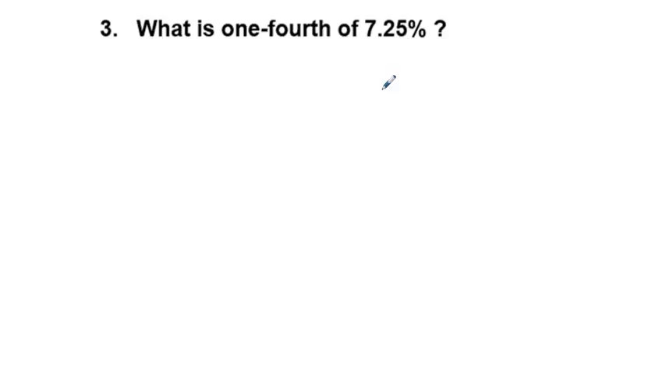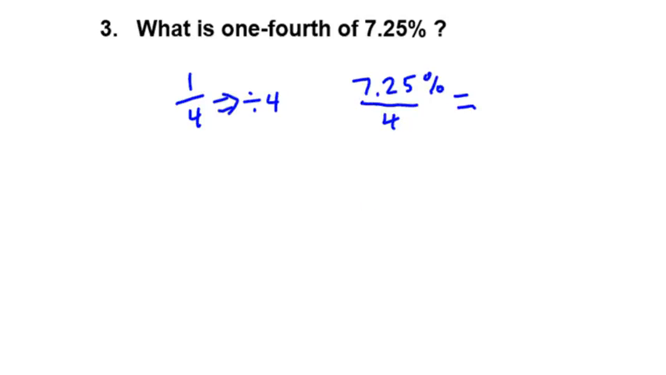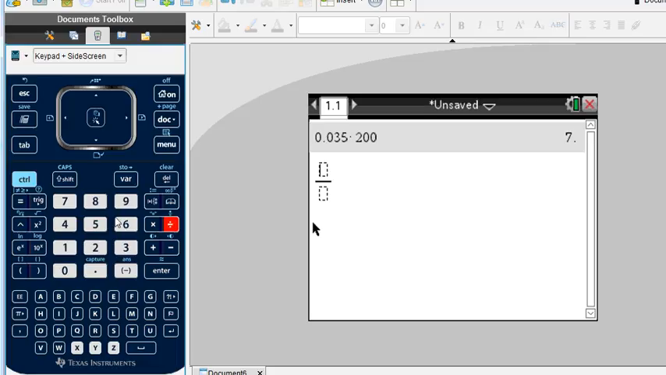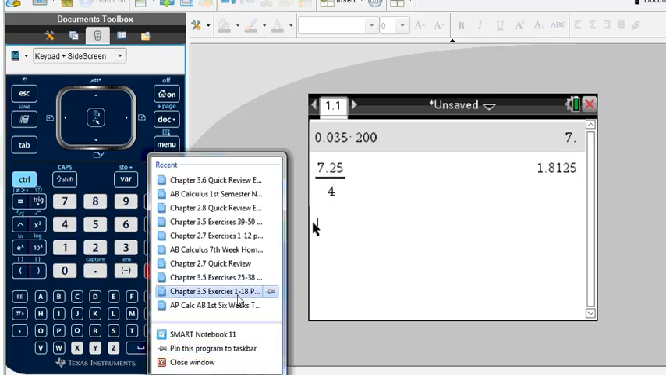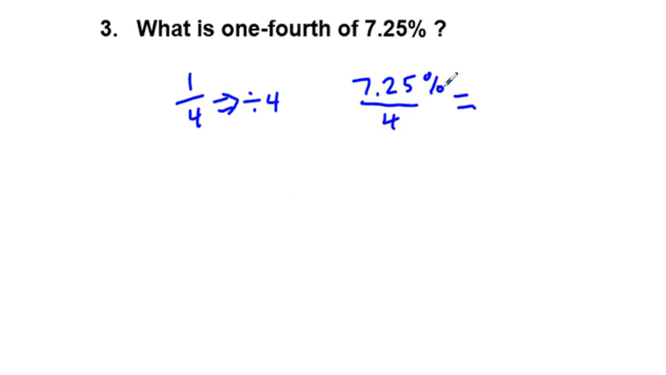Next item of problem is 3. We have, what is 1/4 of 7.25%? Well, that's simply, 1/4 is the same as dividing by 4, right? So if we take this 7.25% and divide by 4, we would get our answer, which we can do in our calculator. 7.25 divided by 4, we get 1.8125%, which will be our answer to problem number 3.